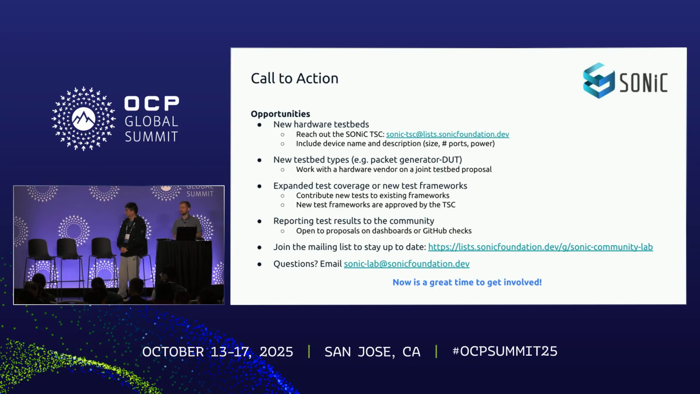Another opportunity is reporting. Guohan mentioned dashboards for results. If you're interested in helping either define what those dashboards look like, reporting results, or correlating those results to software failures, we're very, very much open to proposals here.